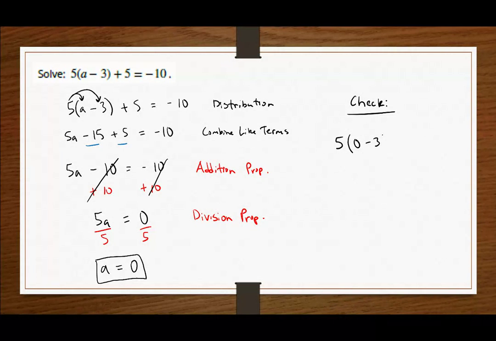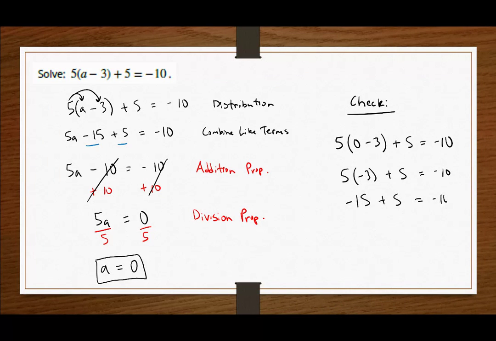Suspectedly, we think a is equal to 0 is our solution. So 5(0 - 3) + 5 = -10. And again, we follow the order of operations to simplify as we go along. So 0 minus 3, that's just going to be negative 3. And simplifying that further, we get negative 15. And finally, we can show that indeed we do get a true statement. In this case, -10 is equal to -10. So since this is true, that verifies that yes, a = 0 is our solution for this example.